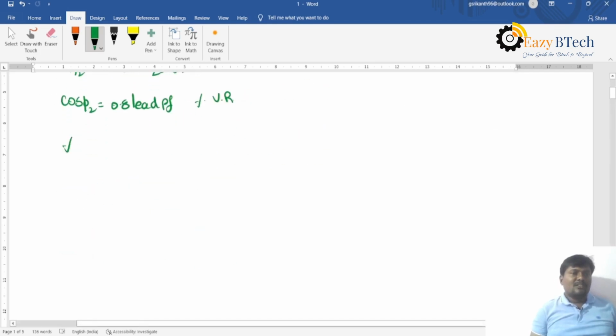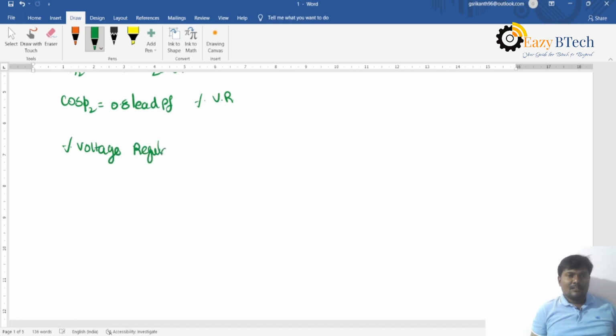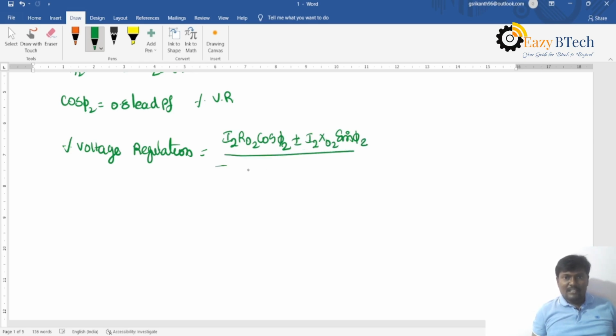So the percentage voltage regulation formula, from the previous lecture, is I2 R02 cos phi 2 plus or minus I2 X02 sin phi 2, divided by E2, into 100. We know the power factor cos phi 2 is equal to 0.8 leading. He is asking at leading power factor, that's why there is no plus. We are having only minus.